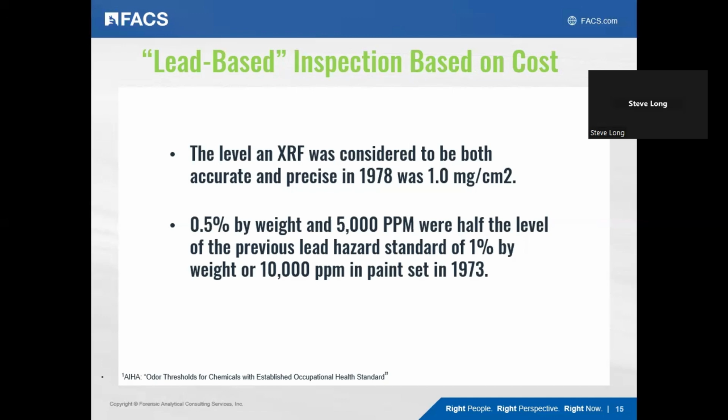There are some jurisdictions in the country that use lower levels, such as the County of Los Angeles, which uses a level of 0.7 milligrams per square centimeter. Now, the 0.5% by weight and 5,000 parts per million, these are numbers that you see when you take a sample of the lead paint and send it to the laboratory. Then they give you one of these types of measurements. These are half the level that was seen before that in 1973 of 1% and 10,000 parts per million as the lead-based paint threshold.